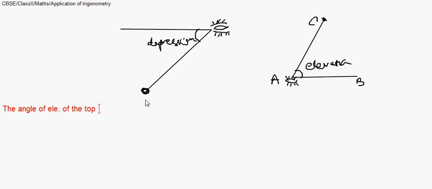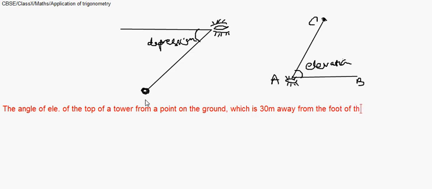It says the angle of elevation of the top of a tower from a point on the ground which is 30 meters away from the foot of the tower is 30 degrees. We have to find the height of the tower.